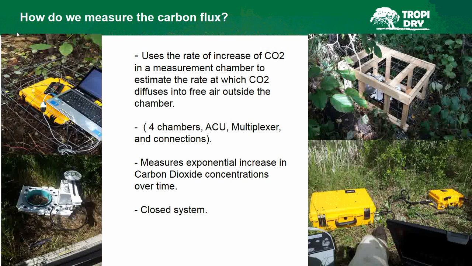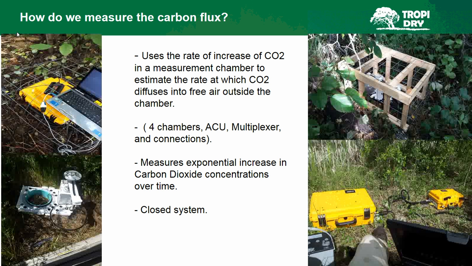So how do we measure this carbon flux? We measure the carbon flux using 4 chambers in conjunction with the ACU, which is the LI-8100 ACU, and it's connected to the LI-8150 multiplexer. So if you look at the bottom right, you see the smaller yellow box is the ACU. It has an infrared gas analyzer, and it's connected to the bigger yellow box, which is the multiplexer.